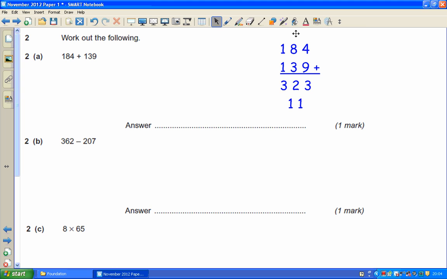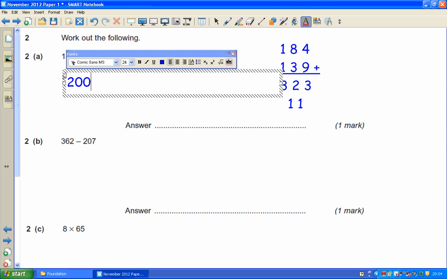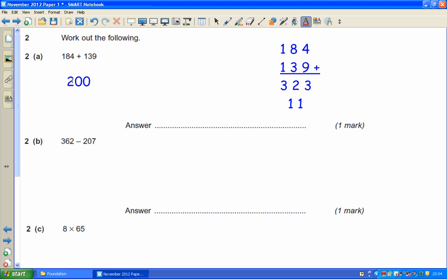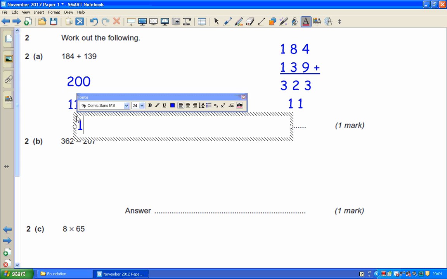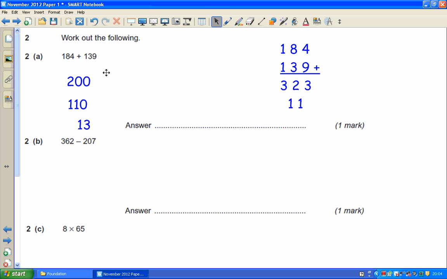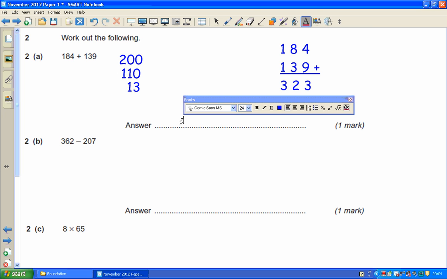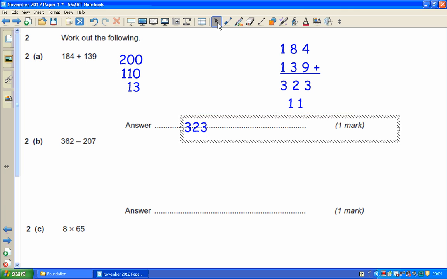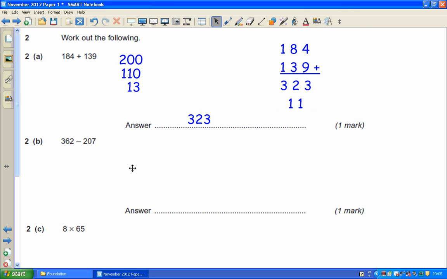I guess there are other ways you could do it. You could say, well, 100 add 100 is 200, and 80 add 30 is 110, and 4 add 9 is 13, and when you add them together, well, 200 add 110 is 310, add 13 is 323. So there's your answer, 323.